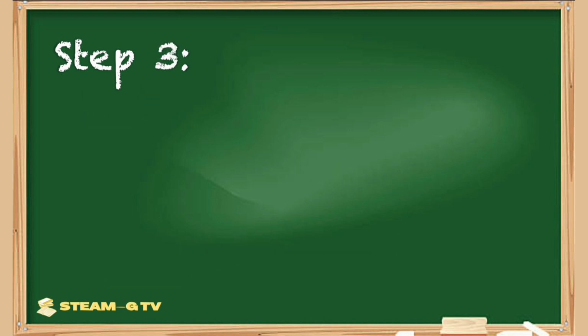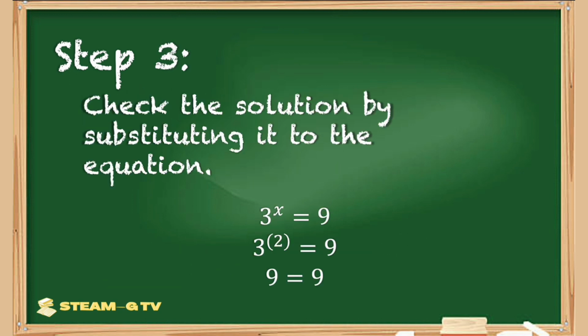For the last step, we are going to check the solution by substituting it to the equation. So we have the original equation, 3 raised to the power of x equals 9, where according to our answer, x equals 2. So let us substitute the value of x to the equation.